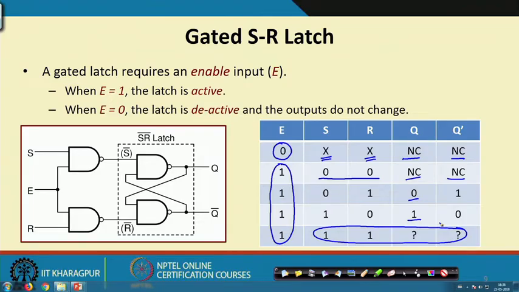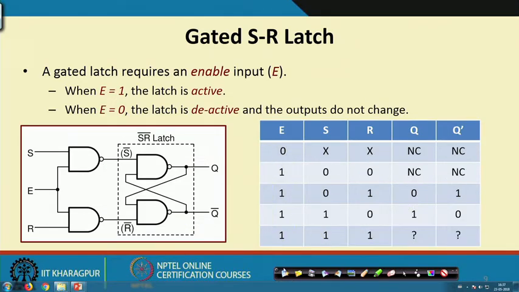Now, let us work out one combination. Let us say enable is 1, and take the 4th row, 1 0: S is 1, R is 0. This is a NAND gate; 1 and 1 will make it 0, 1 and 0 will make it 1. This 0 will make this output 1, and 1 and 1 on this gate will make the output 0. So, the output Q will be 1, right. So, this circuit works perfectly well. And just by using an enable input you can either activate or deactivate it by setting E to 0 or 1.